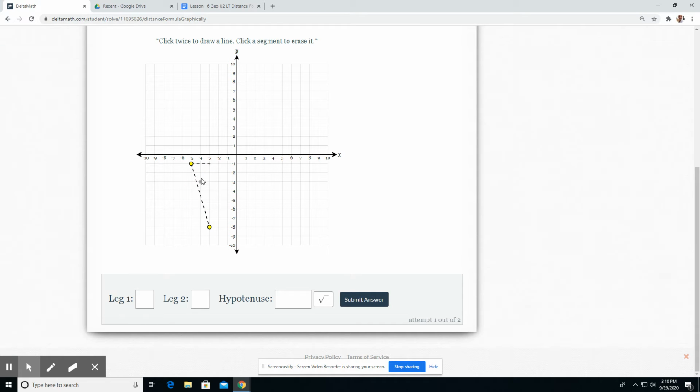Okay, so I went ahead and I erased that one. Good. That was in the way. So it didn't want me to go on that one. It wanted me to draw this triangle. So I'll click right there and click right there.